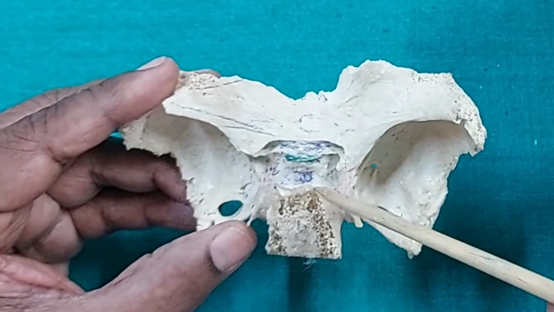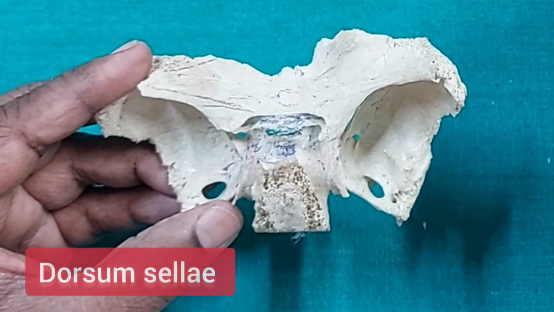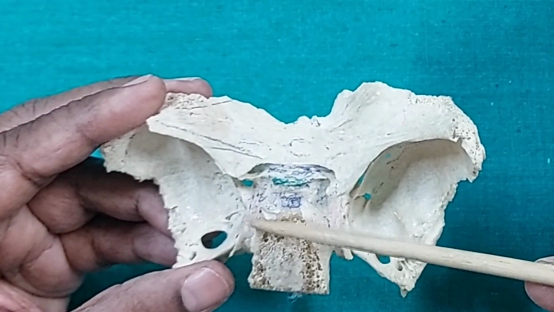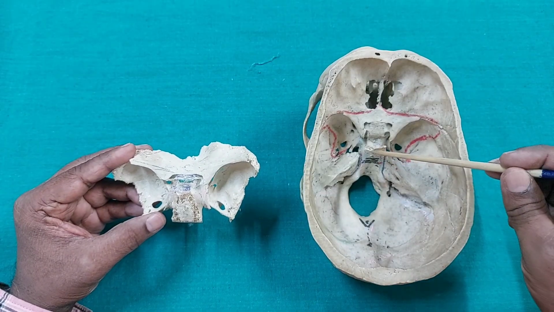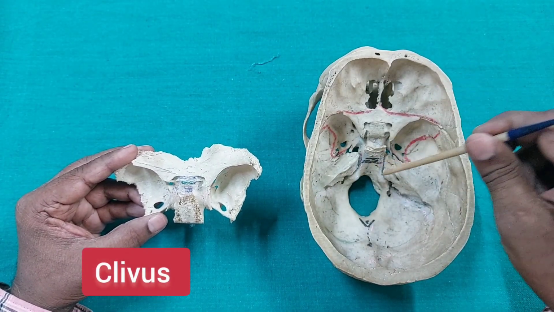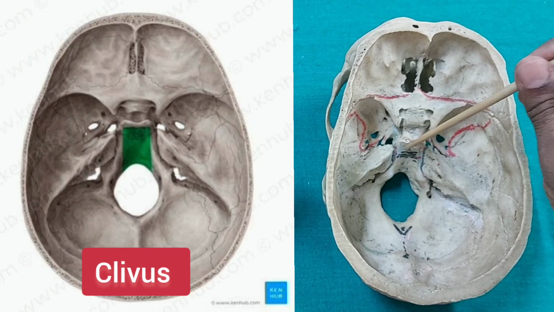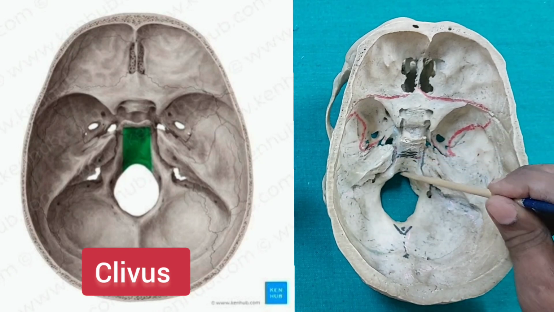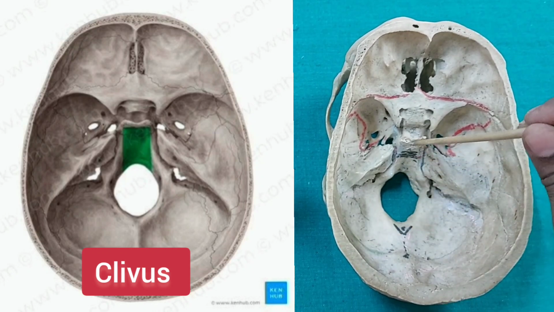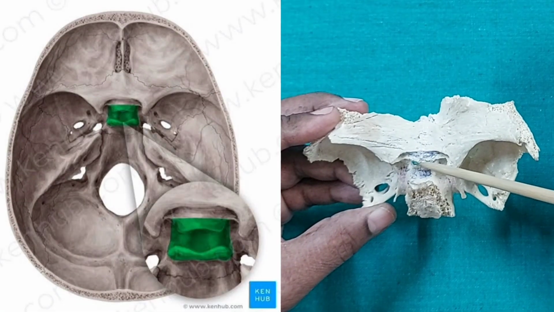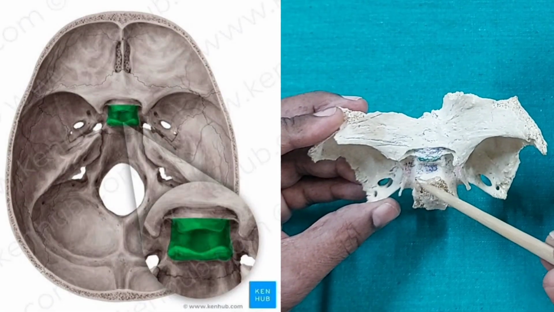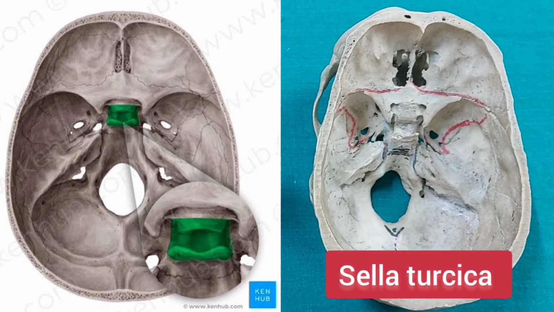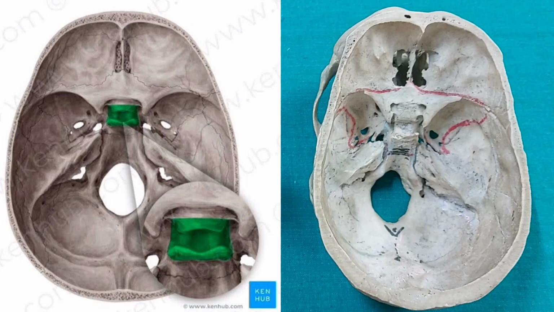And behind this fossa is the dorsum sellae. The dorsum sellae is a quadrilateral plate of bone, and behind the dorsum sellae is the clivus. This is the clivus, which is formed by the sloping surface of the posterior part of the dorsum sellae and the upper surface of the basilar part of the occipital bone. The tuberculum sellae, hypophyseal fossa and dorsum sellae together are called the sella turcica because it resembles a Turkish saddle, and it consists of these 3 parts.